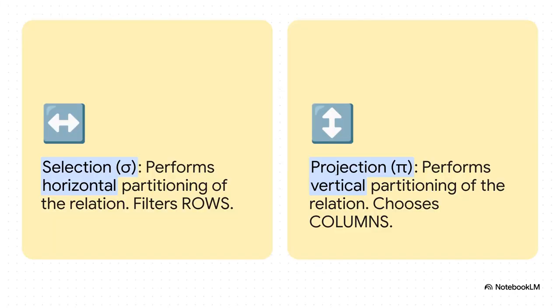And really, this is the fundamental difference you have to remember. Selection slices horizontally to filter your rows. Projection dices vertically to choose your columns. And in the real world, you're pretty much always using them together to pinpoint the exact piece of data you need.